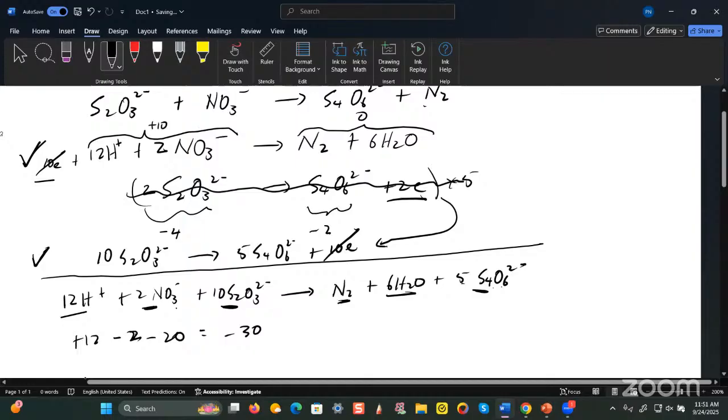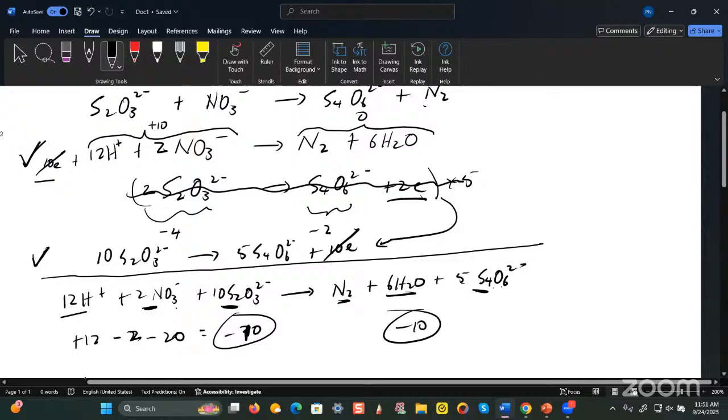12 minus 2 is 10. Yeah, you're right. My bad. Okay, so that's on the left. And then on the right side, what do we have? 5 times minus 2. So that's minus 10. So the charges are balanced. So therefore, the equation is balanced. All right? Okay, any questions about this one?